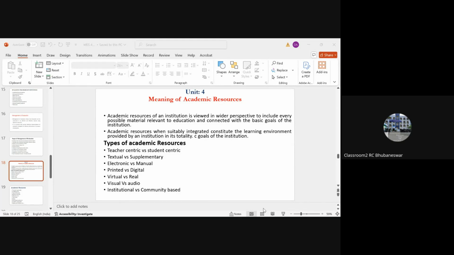Management of academic resources. What do you mean by academic resource? First, tell what is resource. What do you mean by resource?